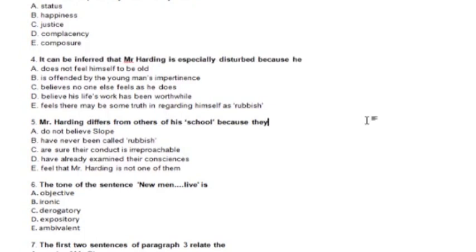Question number four is, it can be inferred that Mr. Harding is especially disturbed because he, A. does not feel himself to be old, B. is offended by the young man's impertinence, C. believes no one else feels as he does, D. believes his work must have been worthwhile, E. feels there may be some truth in regarding himself as rubbish.